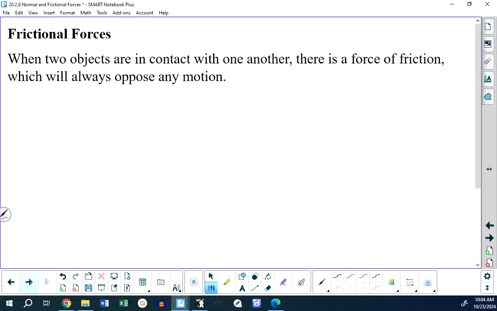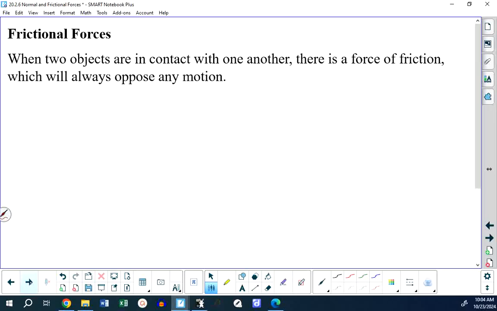So now let's talk about frictional forces. When two objects are in contact with one another, there's what we call a force of friction, which will always oppose any motion. It's like this magical, all-knowing force that if I take this block of wood with this cup of sand and I push it to your right, the force of friction pushes back to the left. If I push this to the left, the force of friction opposes the motion and pushes to the right.